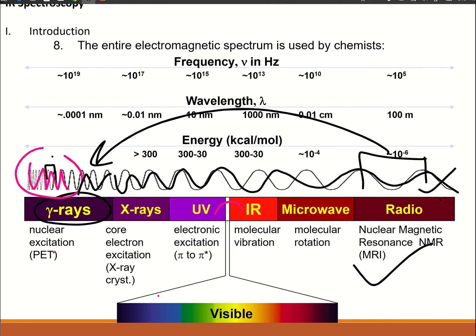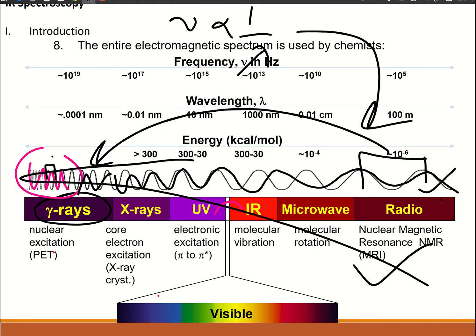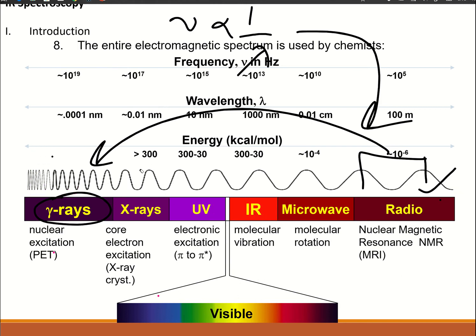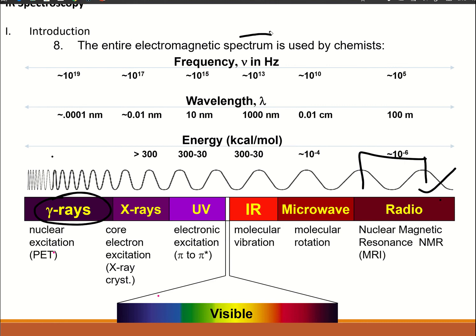As you know, frequency and wavelength have an inverse relation with each other, so they are the opposite of each other. When one increases, the other decreases. So this is how it works.